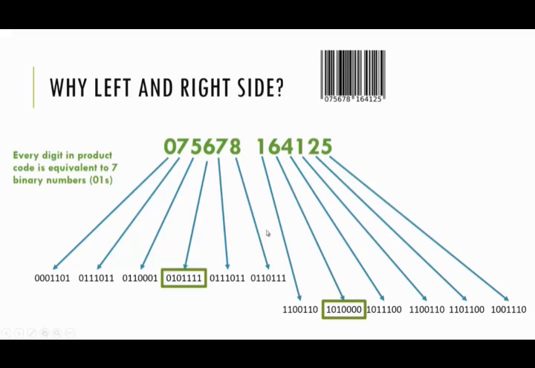And where to get all these binary numbers, you don't need to memorize them. You will get a pattern in the examination if you are given this kind of question, where you need to change a UPC, universal product code, into its binary equivalent. The pattern will be given. You just need to memorize this: whenever you are given a product code, just divide it in half. For example, if this is the whole product code, 075678, divide it in half, and then treat the left hand side and the right hand side separately.